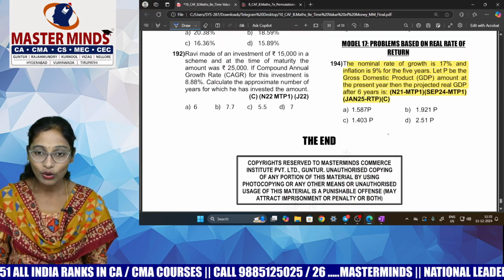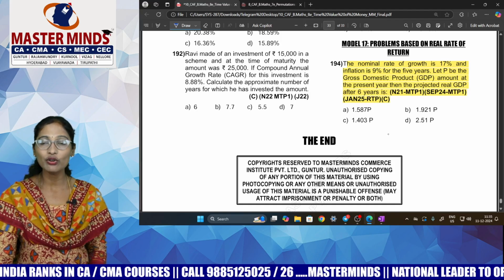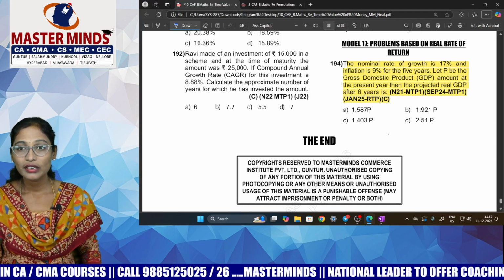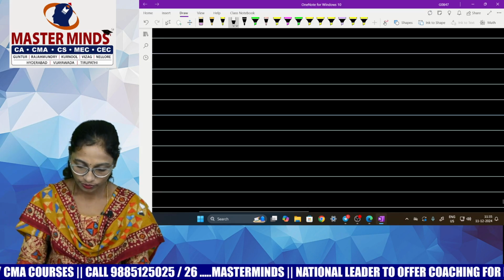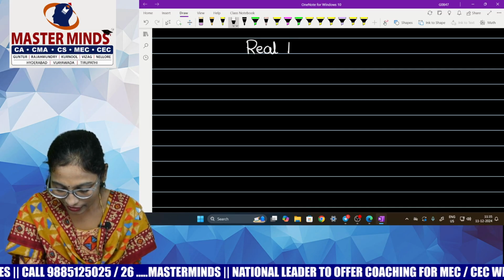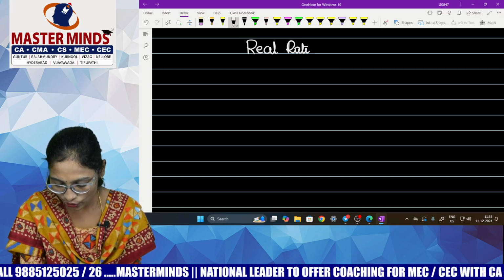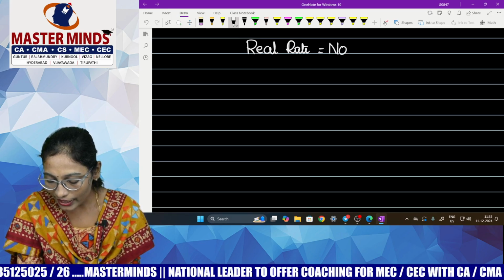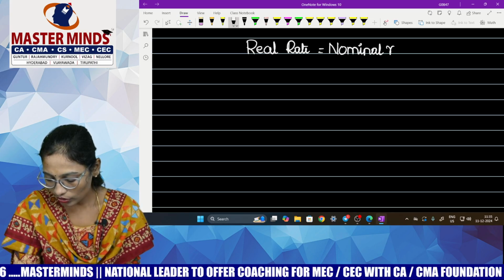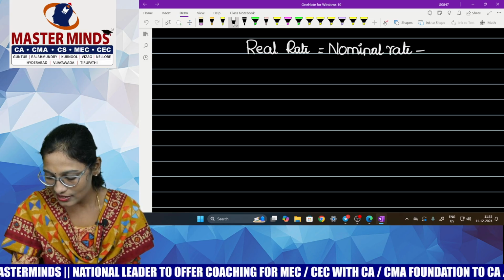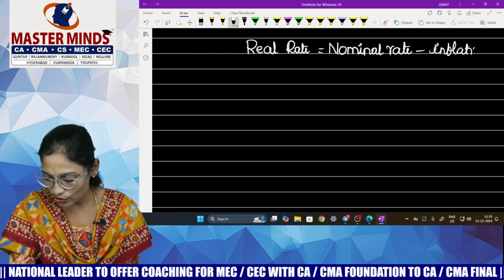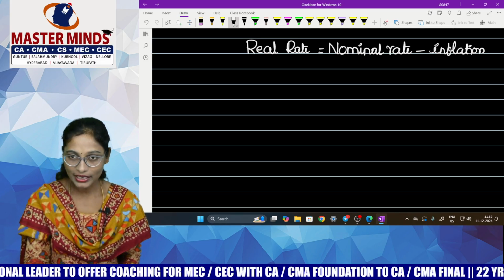Okay. Now there is another thing that you need to write, guys. Real rate of interest is equal to nominal rate minus inflation. You all know. Nominal rate minus inflation. Real rate is equal to nominal rate minus inflation.